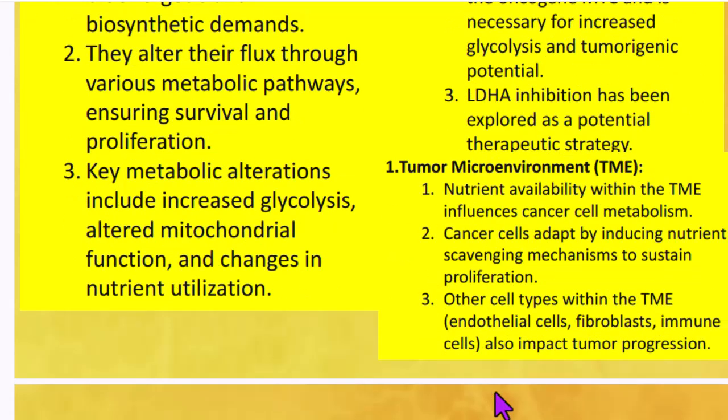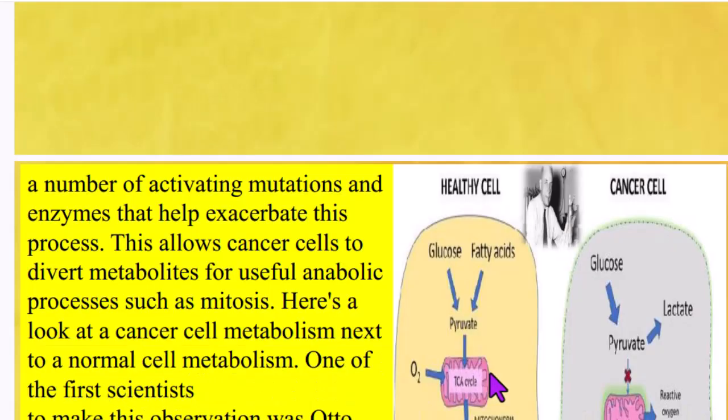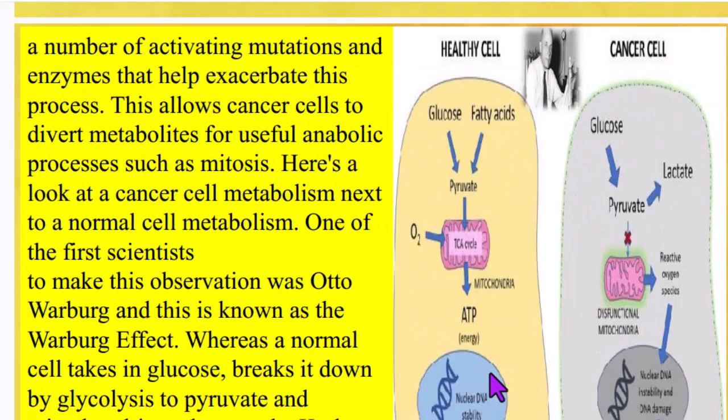Tumor microenvironment. Nutrient availability within the tumor microenvironment influences cancer cell metabolism. Cancer cells adapt by using nutrient scavenging mechanisms to sustain proliferation. Other cell types within the tumor microenvironment, endothelial cells, fibroblasts, and immune cells, also impact tumor progression. A number of activating mutations and enzymes that help exacerbate this process allow cancer cells to divert metabolites for useful anabolic processes such as mitosis.